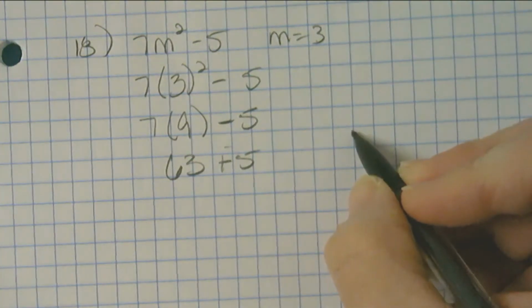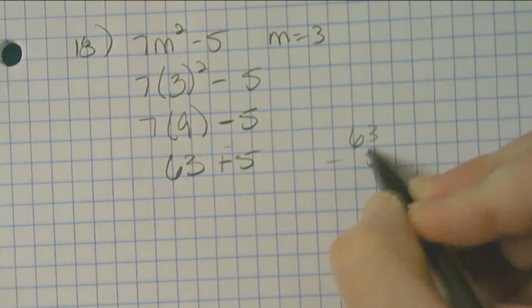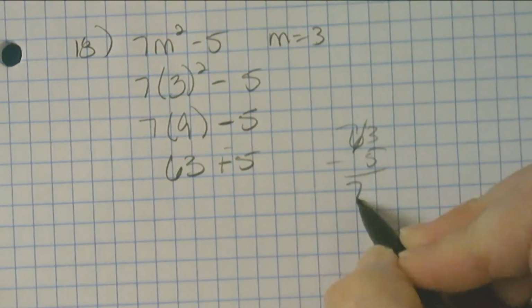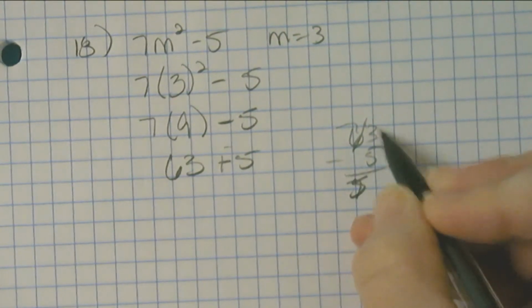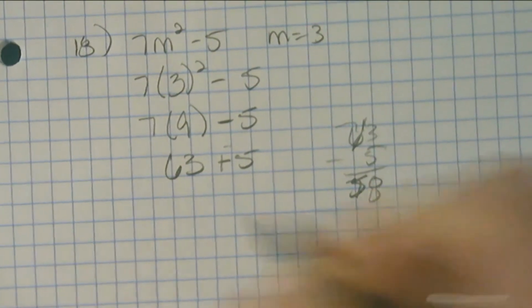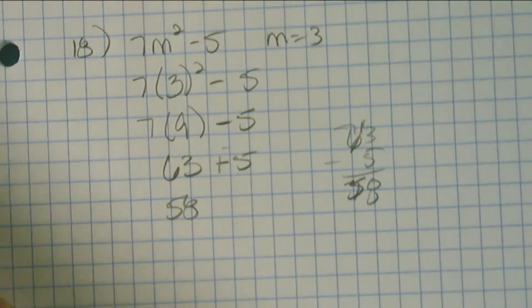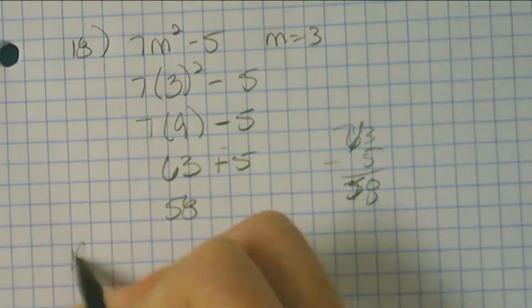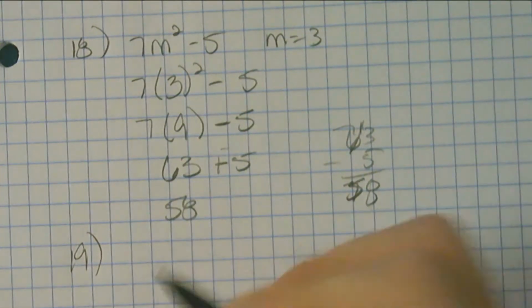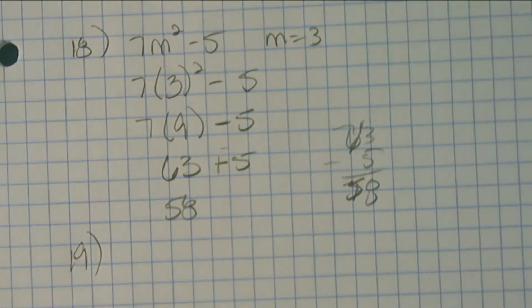If you want to write that, you don't have to. 63 minus 5 is 58. That should be 58. So Michaela, does that help you? Excellent. Here's 19. Who asked me for 19?